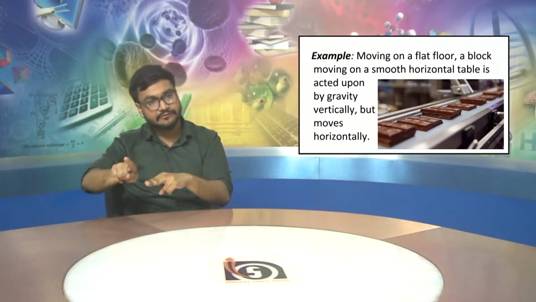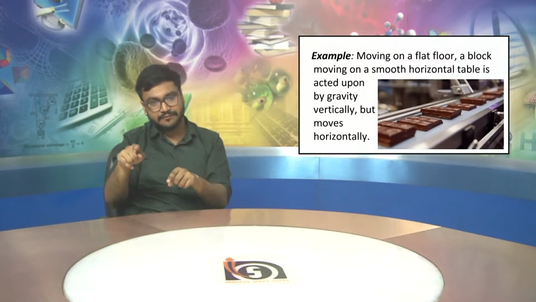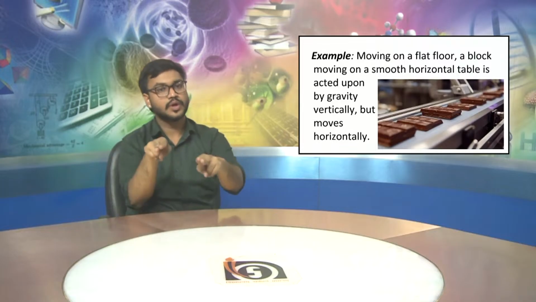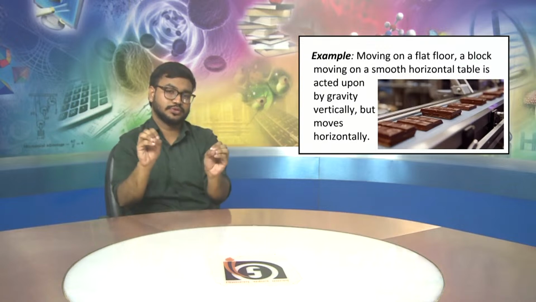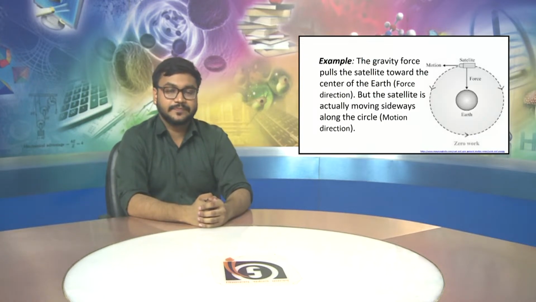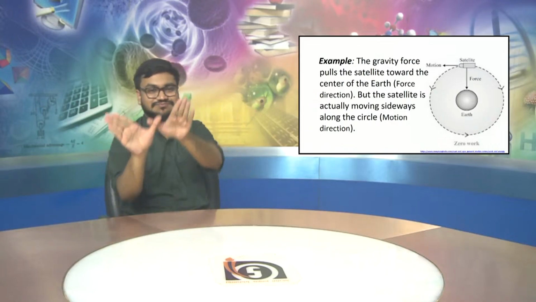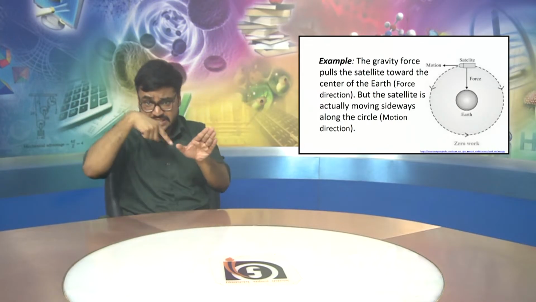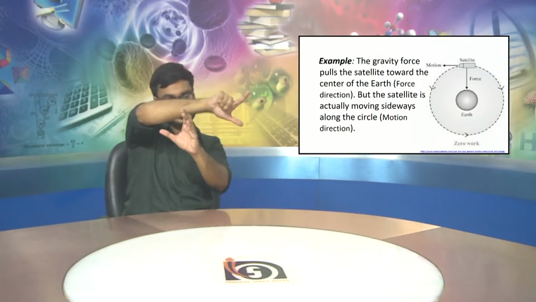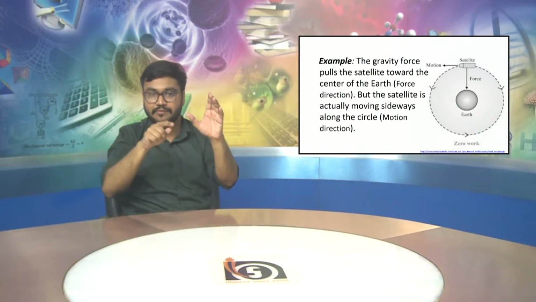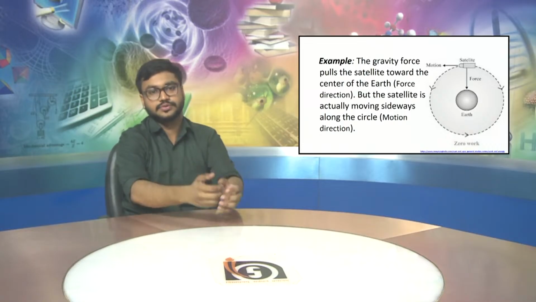And there is also another example, moving on a flat floor. A block moving on a smooth horizontal table is acted upon by gravity vertically, but it moves horizontally, so there is no work. The gravity force pulls the satellite towards the center of the earth, which is the force direction, but the satellite is actually moving sideways along the circle, which is the motion direction. So there is also no work.